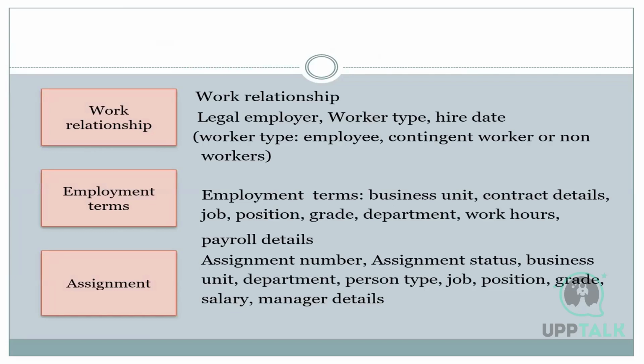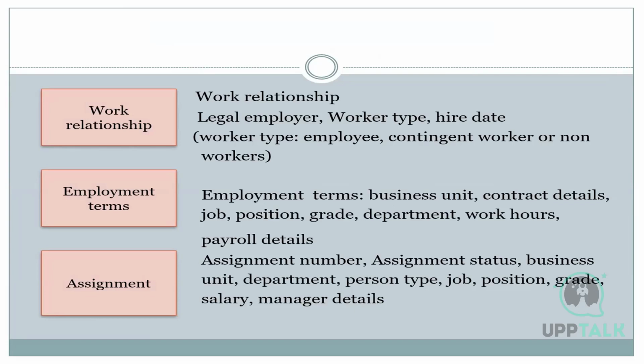Work relationship. Now, what is a work relationship? I'll tell you. A work relationship is the relationship between the employer and the employee. And a work relationship is legal employer, worker data, hire data, worker type: employee, contingent worker, non-workers. And what are the worker types? It is employee, contingent workers, or non-workers. Non-workers, okay.